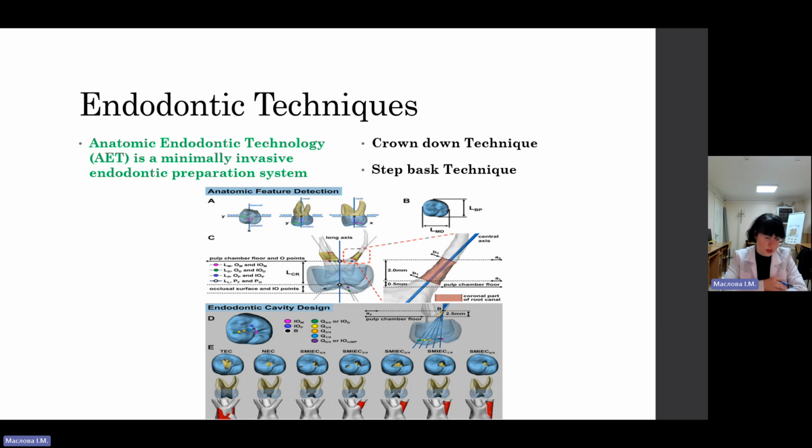First of all, I want to tell you about step-back preparation and crown-down preparation, because these are the classical and standard techniques. Step-back preparation. With the step-back technique, the diameter of the root canal at the apical level of instrumentation is kept as small as possible to resist extrusion of filling material beyond the canal.